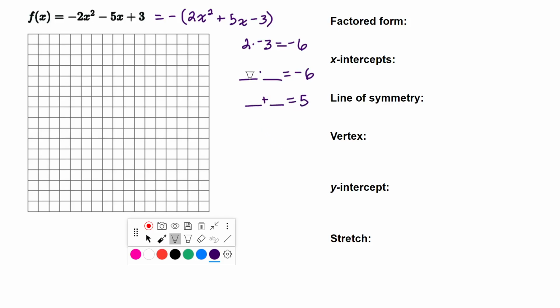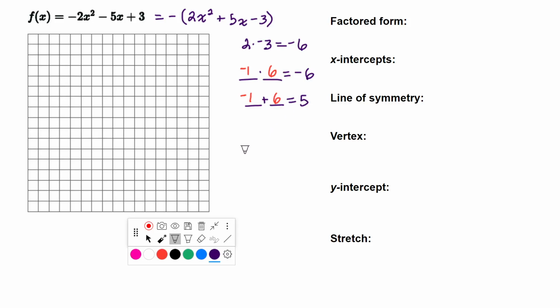Now, I know a lot of students will say, well, 2 and 3. You're correct. 2 plus 3 does equal 5. But if they're both positive, I won't get negative 6. So it cannot be 2 and 3. So make sure you are checking to make sure it works, signs and all. The only other factor pair is 1 and 6. But if they're going to combine to give me a positive 5, then I need to use a negative 1.